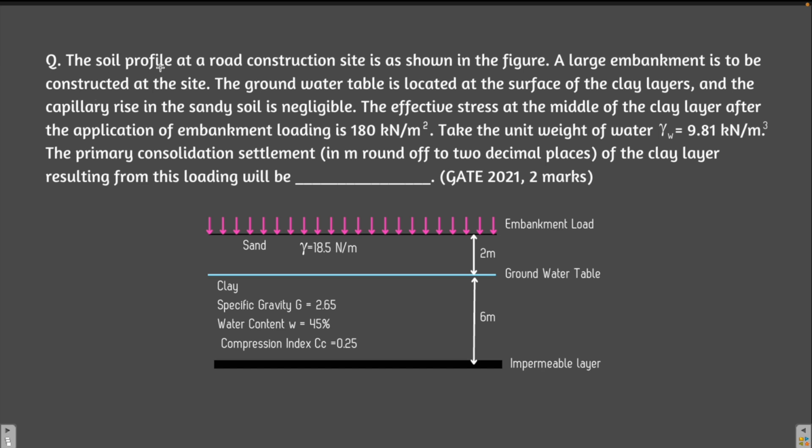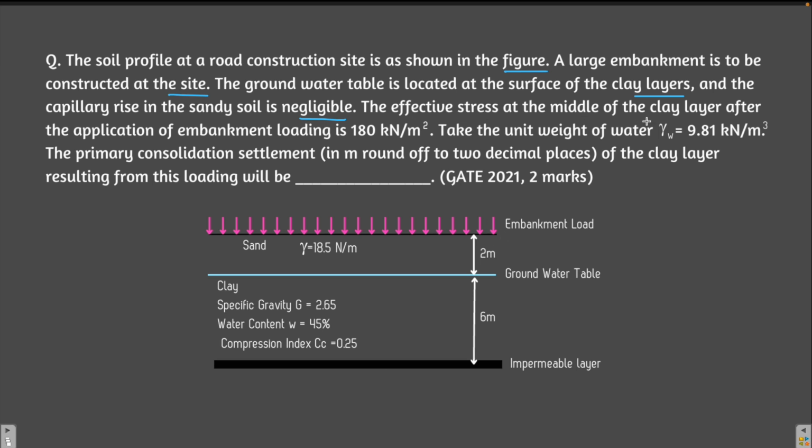The question says that the soil profile at the road construction site is shown in the figure. A large embankment is to be constructed at this site. The groundwater table is located at the surface of the clay layers, and the capillary rise in the sandy soil is negligible. So there is a sand layer and a clay layer, and at the interface of these two there is a groundwater table. Just above the groundwater table is sand, and just below it is clay.